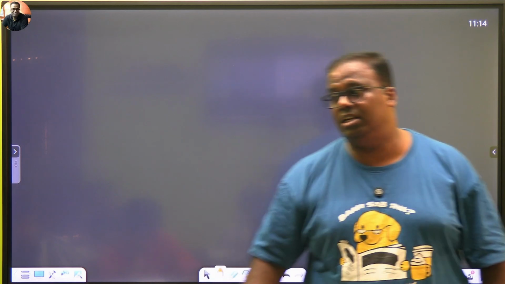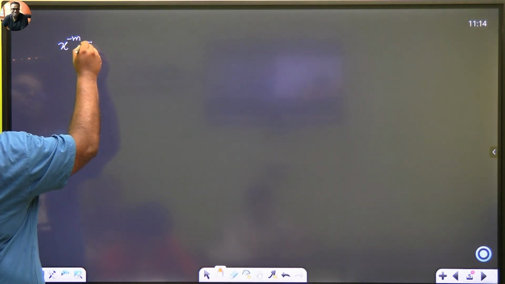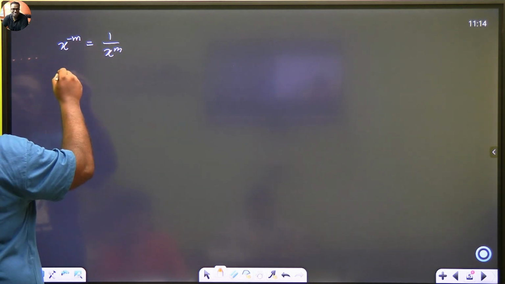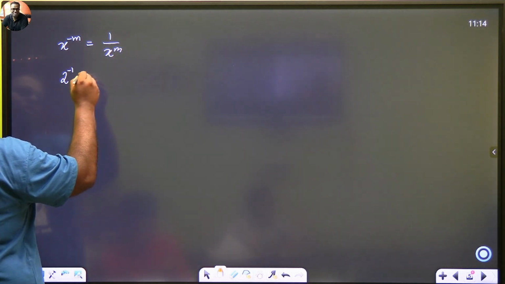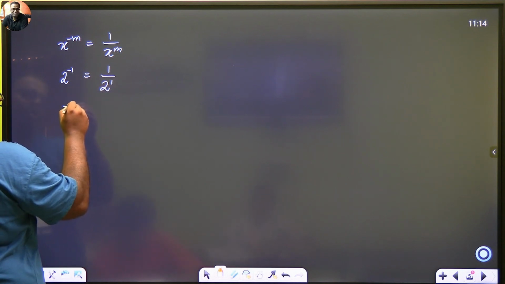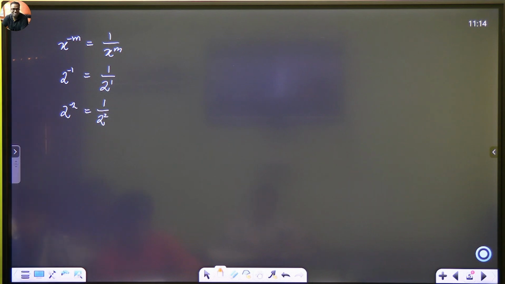Basic, and you should understand it. Once again, it's getting recorded, so please understand. We have a rule that x to the power minus m is always written as 1 by x to the power m. With the same consideration, if I have 2 to the power minus 1, it is 1 by 2 to the power 1. If I have 2 to the power minus 2, it is 1 by 2 to the power 2. Have you understood this? एक बार देख लीजिए.